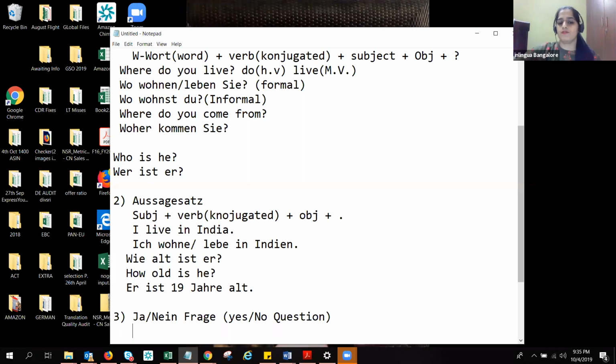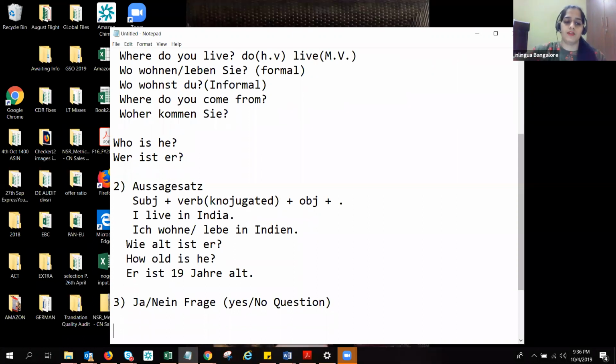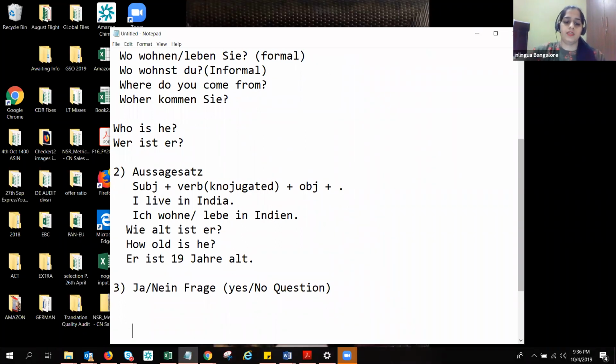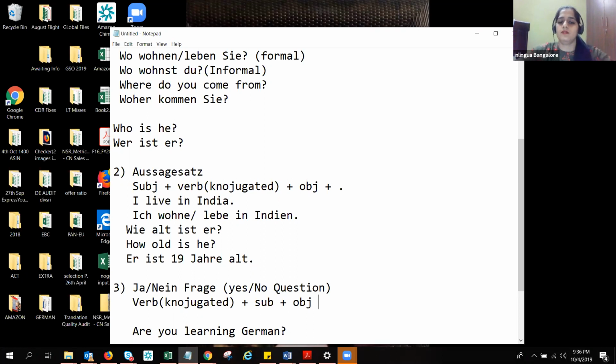In this type of question, as in English, if I am saying, are you learning German? We will first write this question in English, then I'll tell you the format. As I've told you, if there are two verbs, helping and main, we will use the main verb. In English as well, we have the verb in first position in these types of questions. Same in German: the conjugated verb will be in first position, then we have the subject, then if there is any object, and the question mark.